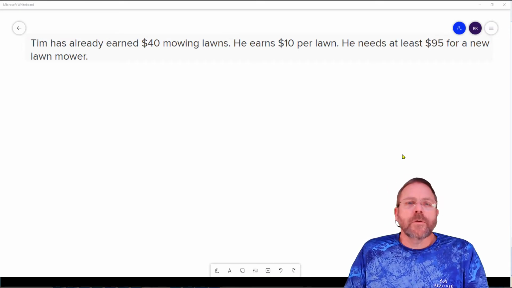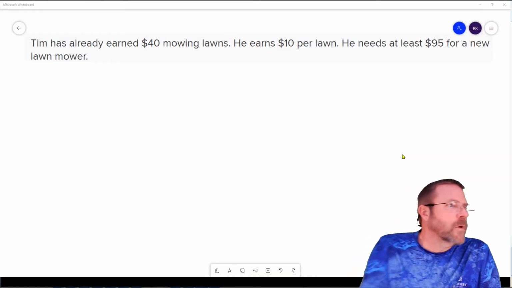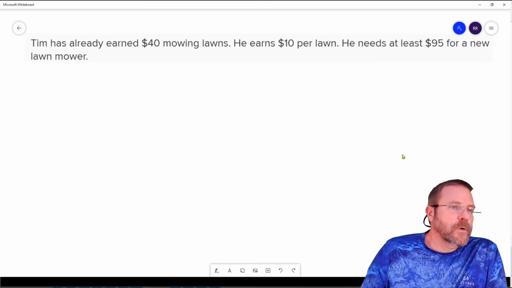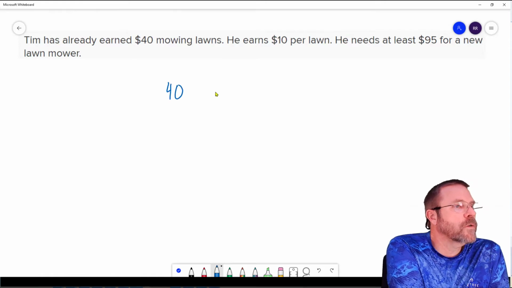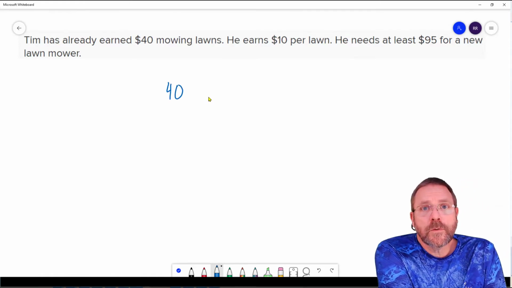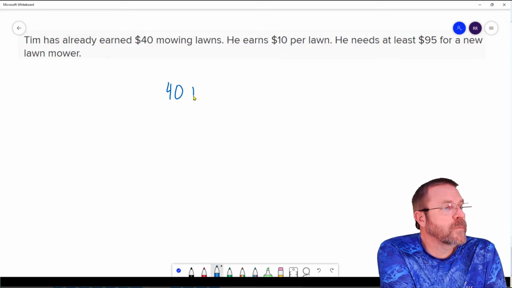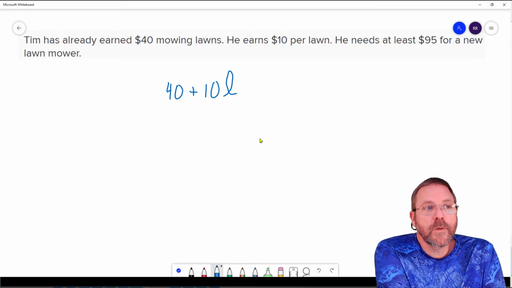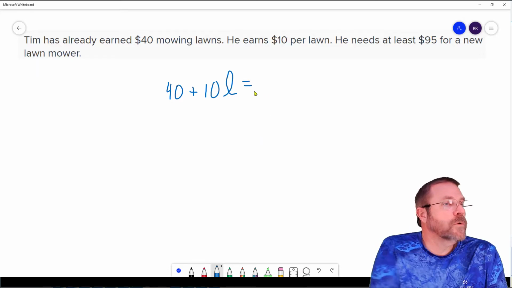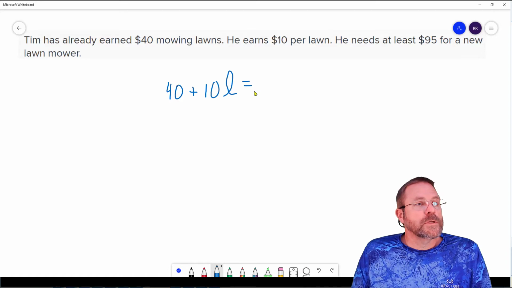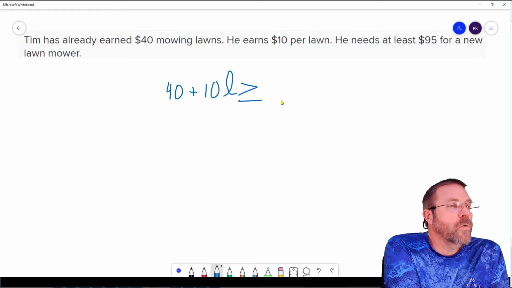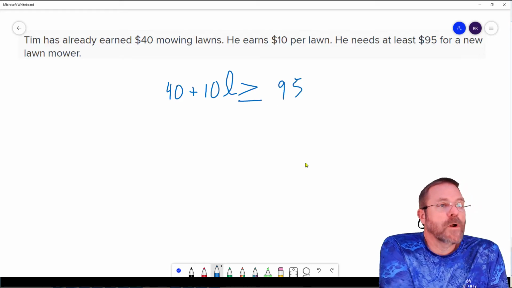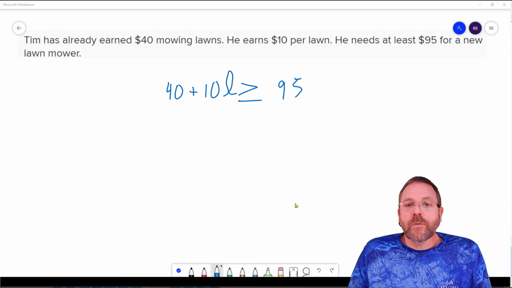Our friend Tim here has already earned $40 mowing lawns. So that is going to be Tim's starting point. All right, so we're going to start off with $40. And he earns another $10 for every lawn he mows. So that can be plus $10 times some number of lawns, I got a lowercase l there, is equal to, and they want us to find out how much he needs to get at least, so it's not going to be equal to, it's going to be greater than or equal to $95 as a target. So that's the formula we're going to work with at first.